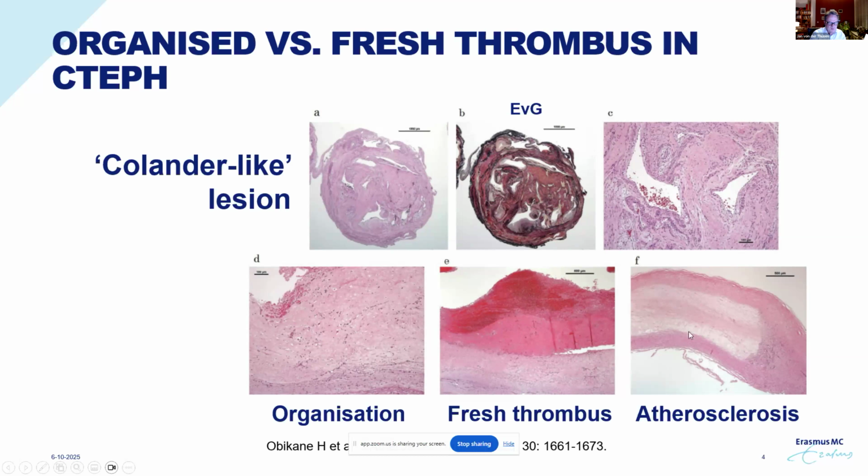Outside of these lesions, of course, you can see the lesions that you would normally expect with other forms of pulmonary hypertension as well, such as atherosclerosis.